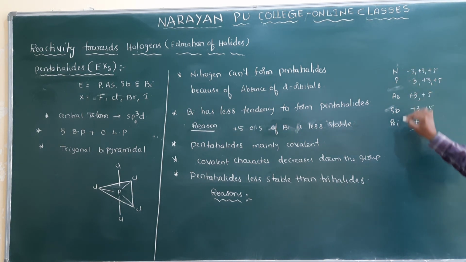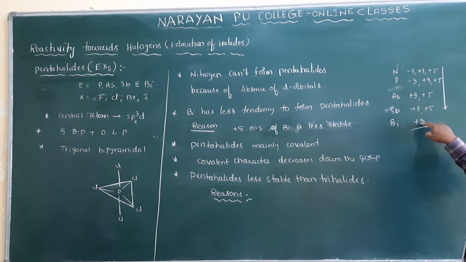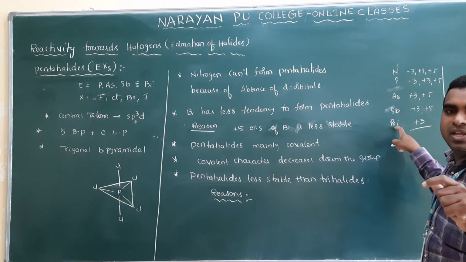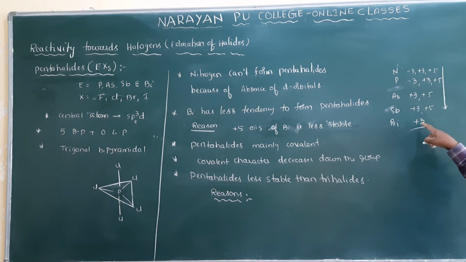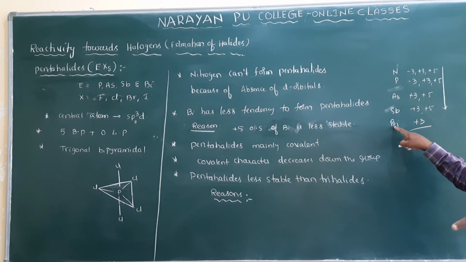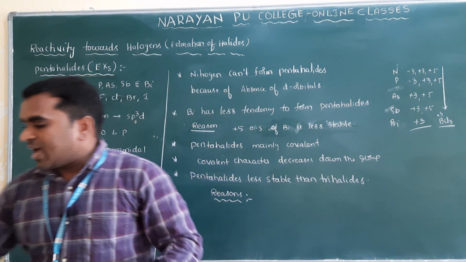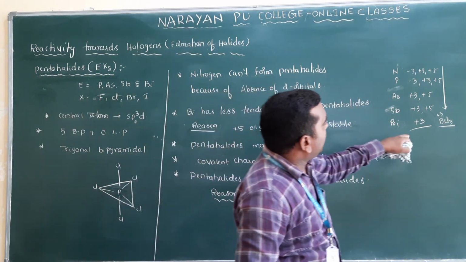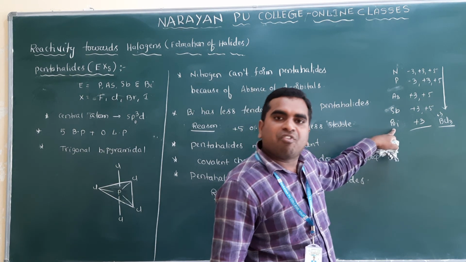As you move down from nitrogen, +5 oxidation state stability decreases and +3 oxidation state stability increases. Bismuth wants to be in the trihalide form only, not the pentahalide form. The +3 oxidation state of bismuth is more stable compared to the +5 oxidation state, so it always forms trihalides. One reason is that down the group, to form pentahalides, how many bonds does it have to form? 5 bonds.